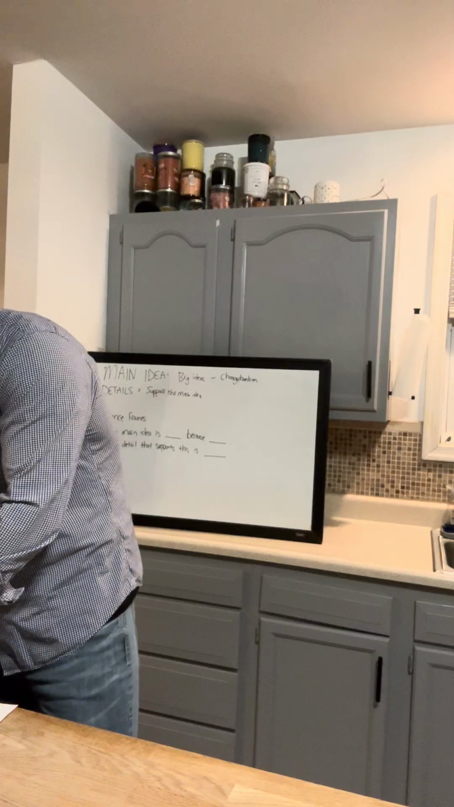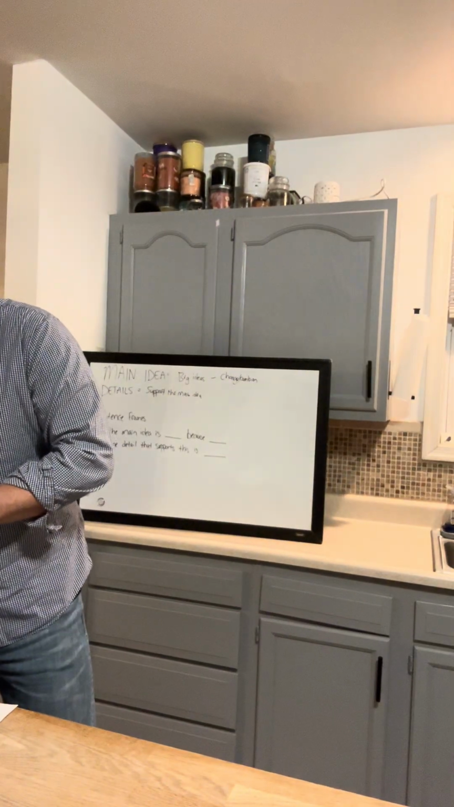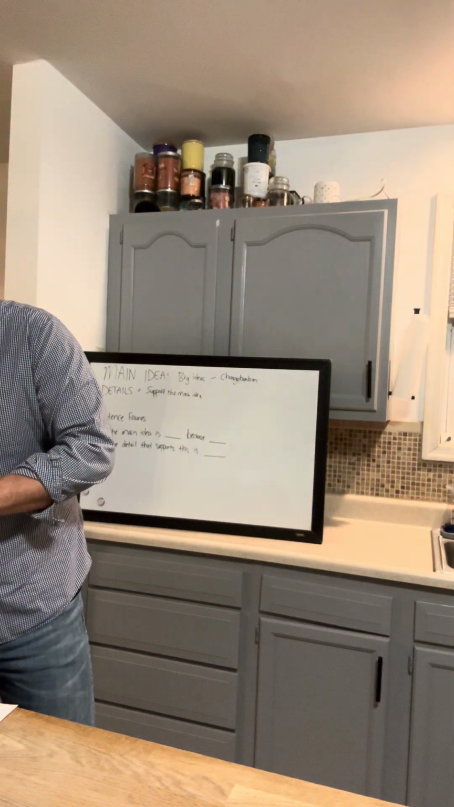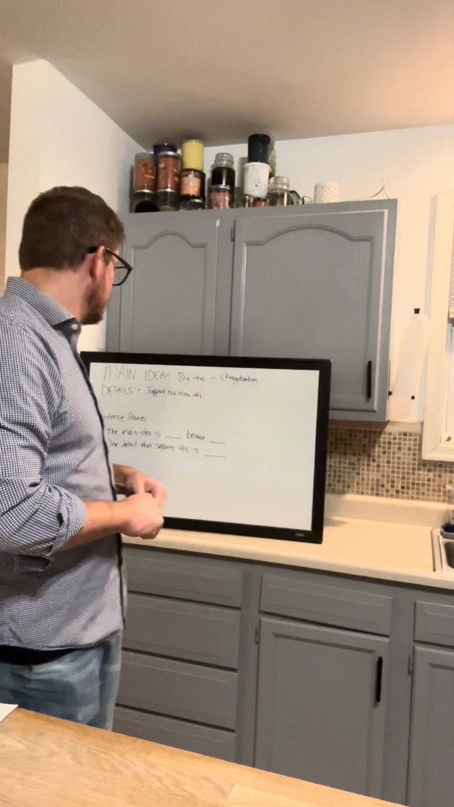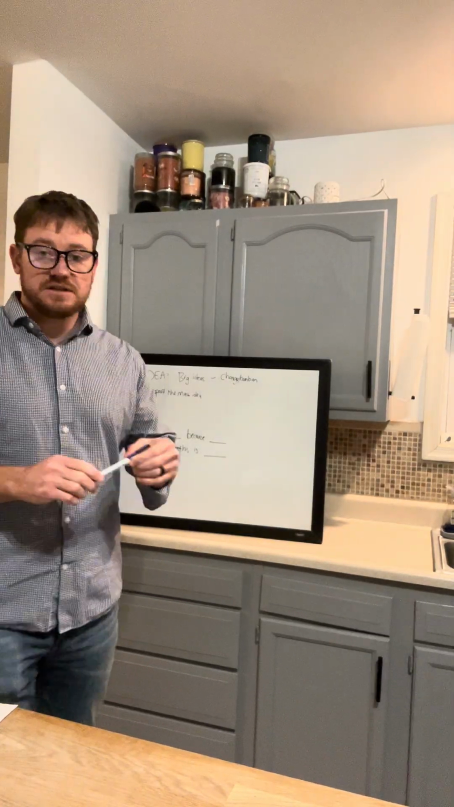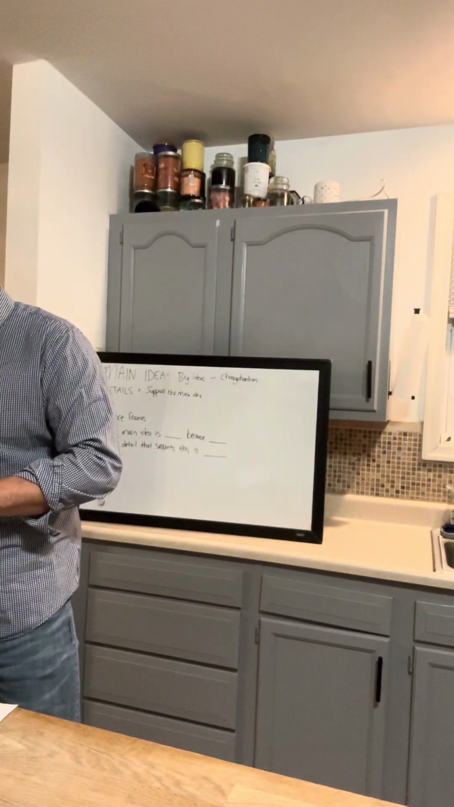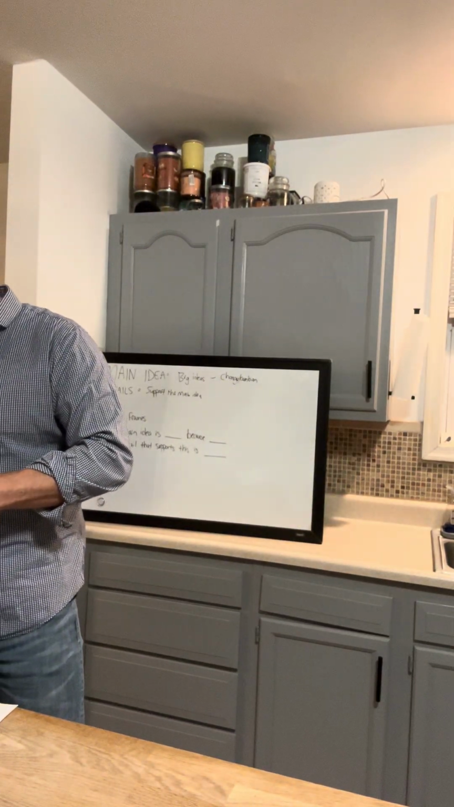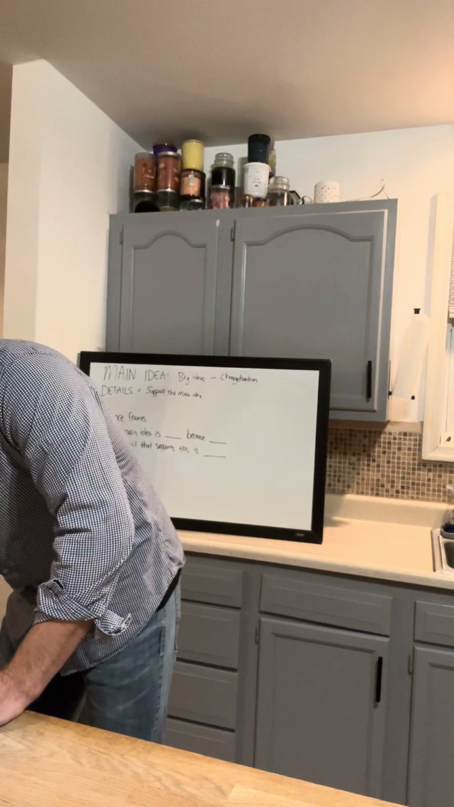Next, I'm going to take the blue here, and I'm going to use this to highlight details that support. And what do details do? Details support the main idea. So I'm going to use blue for that. Okay. All right.